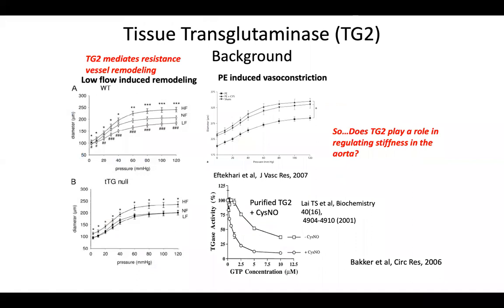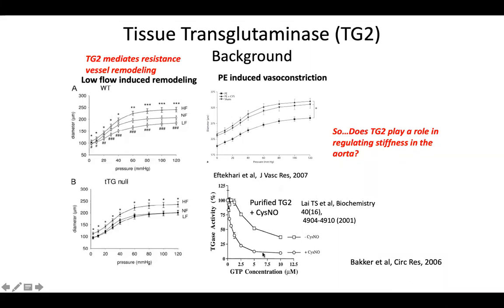So tissue transglutaminase, when we entered the concept of tissue transglutaminase in vascular stiffening, was already shown to cause the remodeling of resistance vessels. Now, compliance as a feature is more applicable clinically to the large vessels, such as the aorta and the larger compliance vessels, rather than the smaller arterioles. So the same mechanisms may or may not be active in both places with regard to vascular remodeling. However, it is supportive that tissue transglutaminase mediates resistance vessel remodeling in response to both low flow and chronic vasoconstriction.